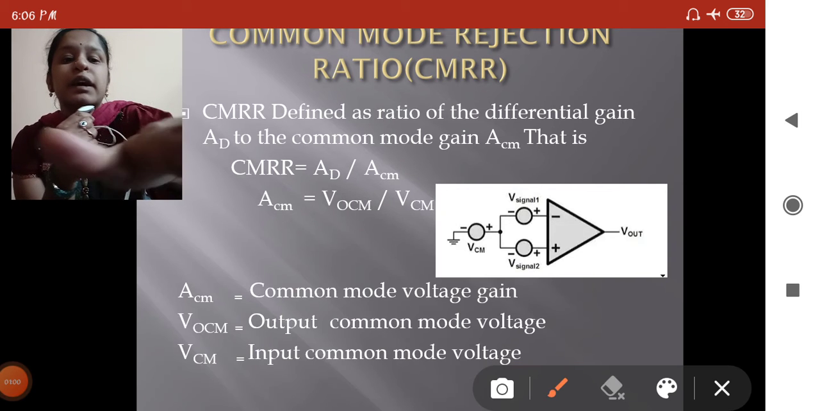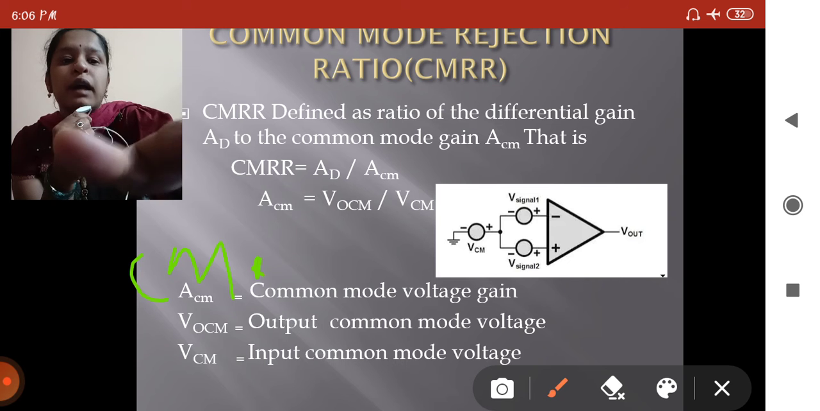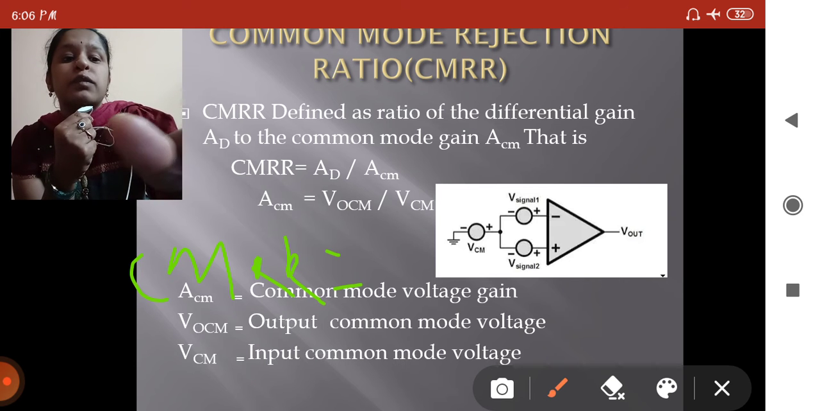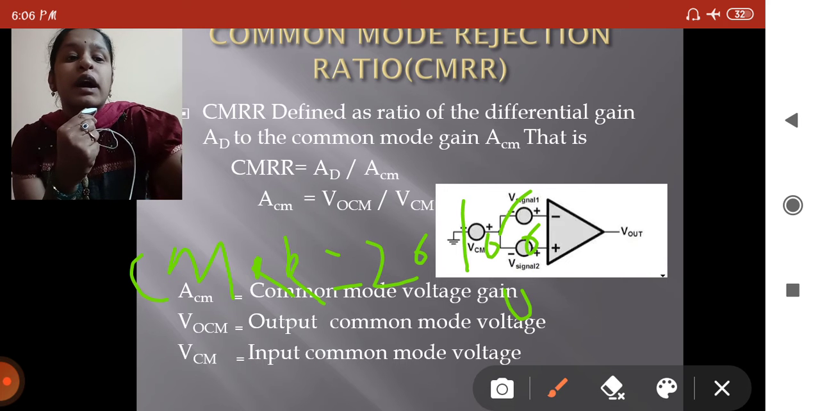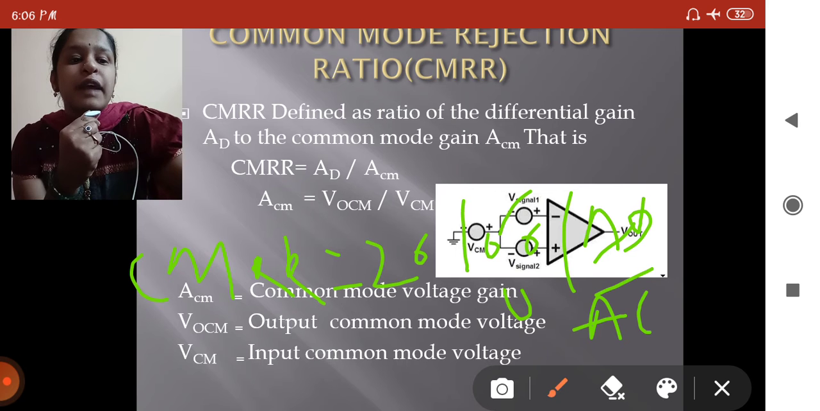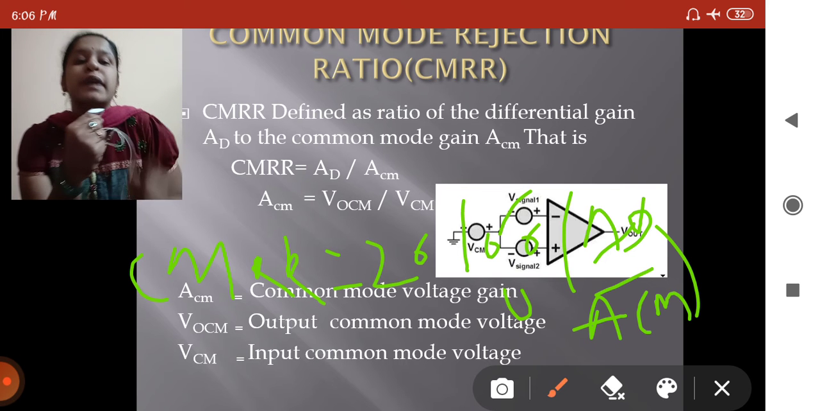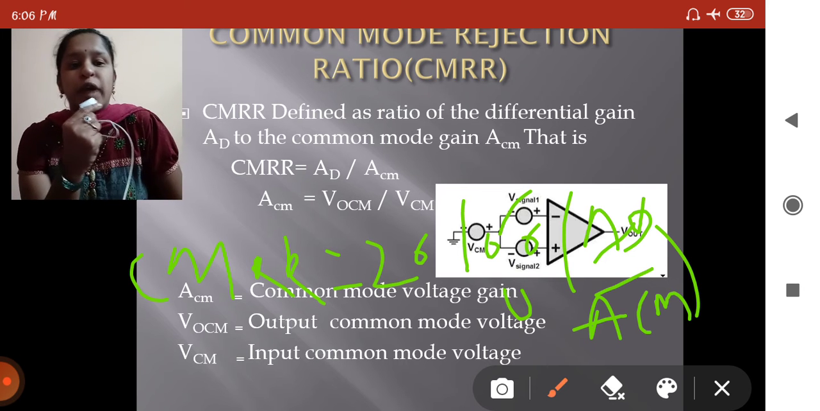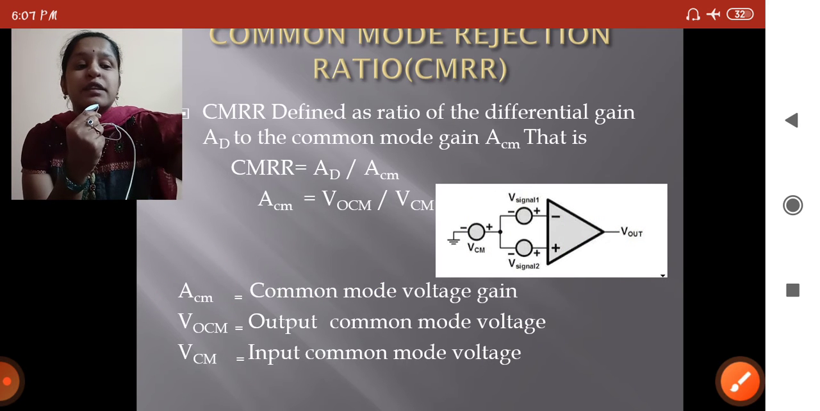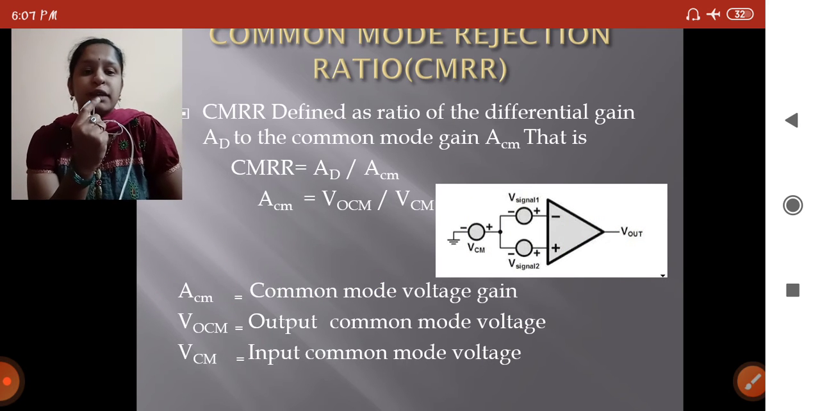I'm going to write it. CMRR equals 20 log AD divided by ACM. It is 20 log AD divided by ACM. In decibels, they may ask for this in your examinations, so you have to write it like that.